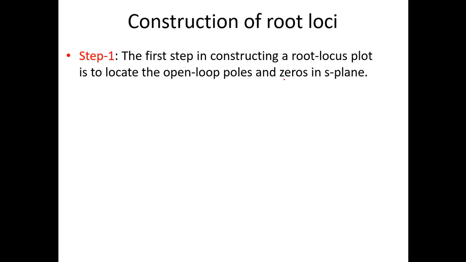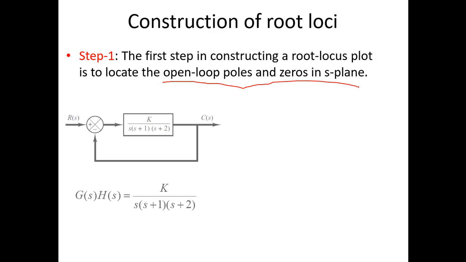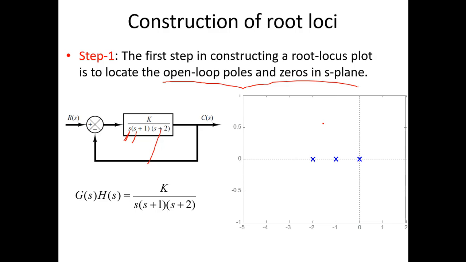The first step in order to construct a root locus plot is to find the open loop poles and zeros in the S-plane. It is easy if the equation is given to you. There are no zeros in this equation, and there are 3 poles. The first pole is at s equal to 0, the second is at s equal to minus 1, and the third is at s equal to minus 2. So you have constructed the first 3 open loop poles on the S-plane.